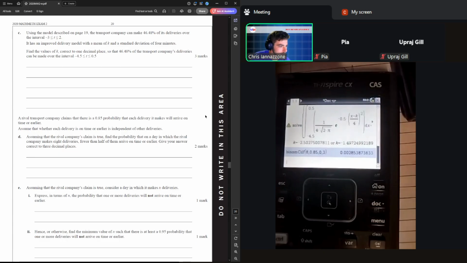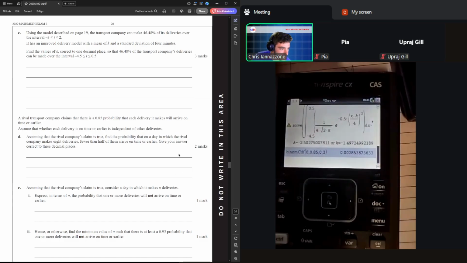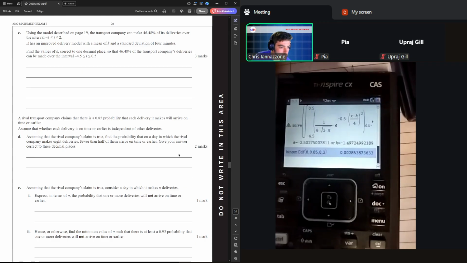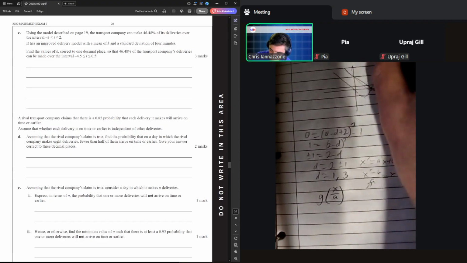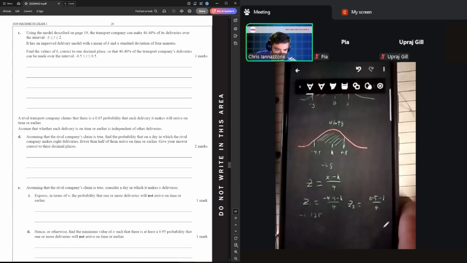Part E. Assuming rival company. Once again, assuming the claim is true. This time we have n deliveries. So no longer 8, but n. Express in terms of n the probability that one or more deliveries will not arrive on time. So we're doing the opposite now. One or more is not going to arrive. Not really one you would do on the CAS all that much. Although maybe you could.